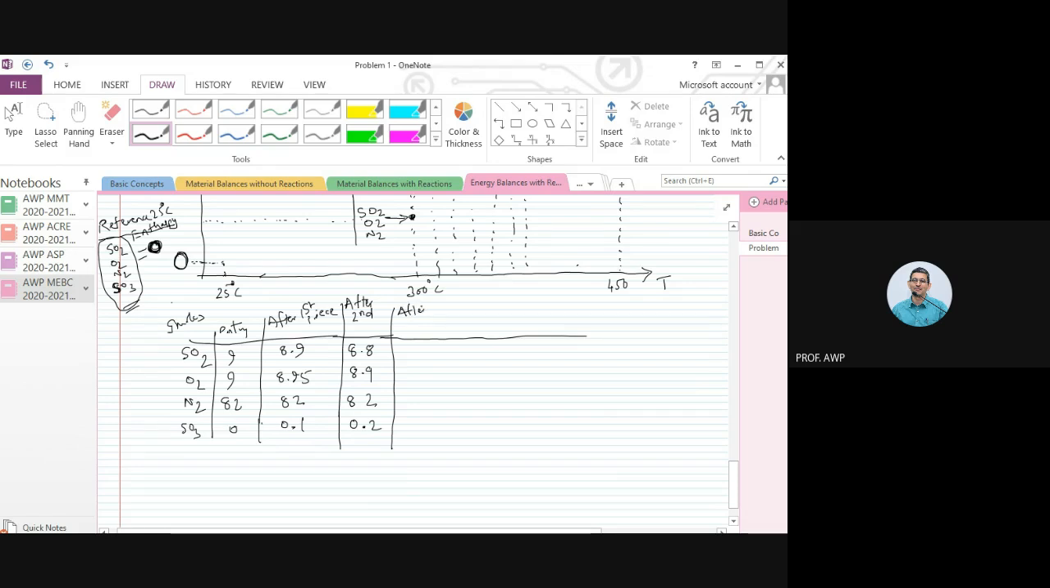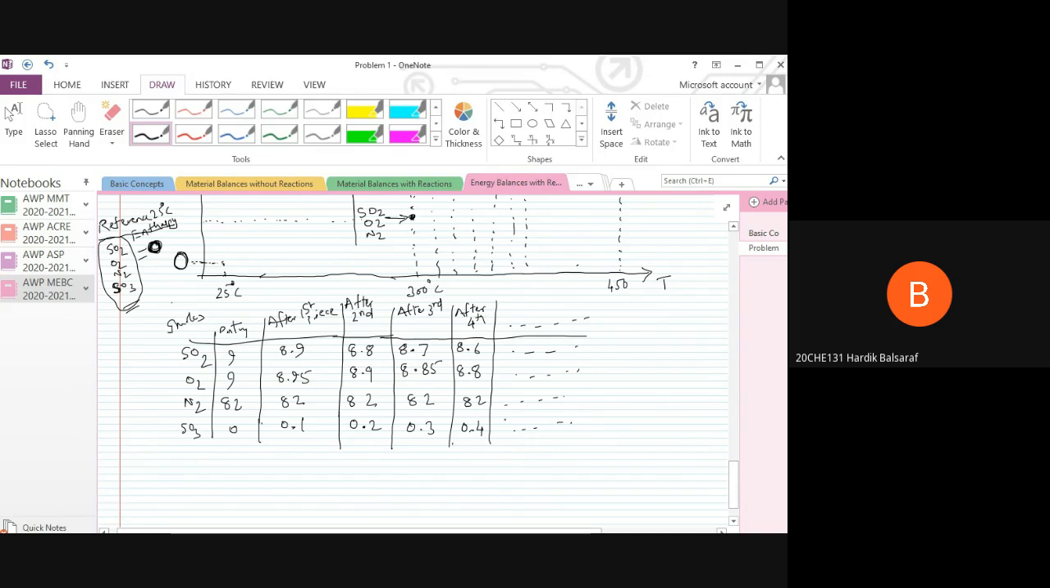After second piece, it would be 8.8, 8.9, 82, and 0.2. After third, sorry, not 8.7, it would be 8.7, 8.85, 82, 0.3. After fourth piece, it would be 8.6, 8.8, 82, 0.4, and so on. Do you agree with that? Material balance. Yes, sir. Okay.